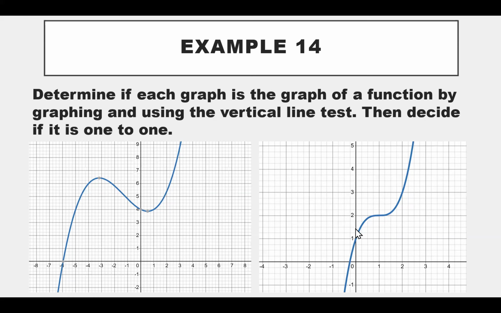The graph on the right is also a function. Every time you draw a vertical line, it goes through the graph at one spot. But also, it's one-to-one because if you draw any horizontal line through this graph, it only crosses the graph at one point. So the graph on the left is a function which is not one-to-one. The graph on the right is a function which is one-to-one.